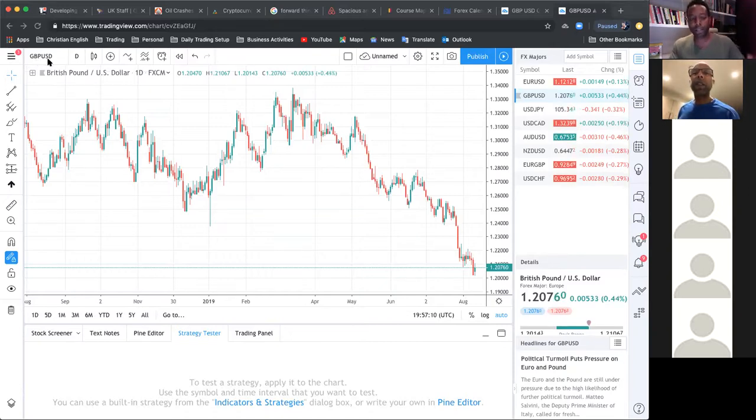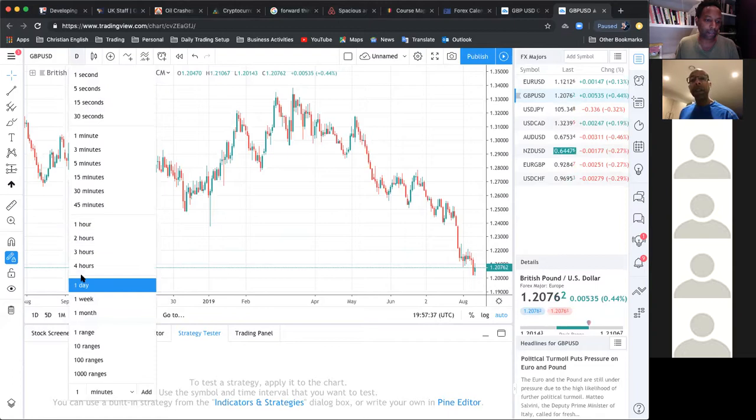The nickname for this is cable. Really, honestly, they called it cable because many years ago, in order for the UK traders to trade with the American traders, they literally ran a telephone cable underneath the Atlantic Ocean, right? So the pound against the US dollar has got a nickname called cable. I look at the currency that I'm trading. I then also look at the time frame. This time frame here stands for day, D for day. If I click on it, I can change the time frame to a week or a month, or I can zoom in to 4 hours, 3 hours, 2 hours, 1 hour, whatever it might be.